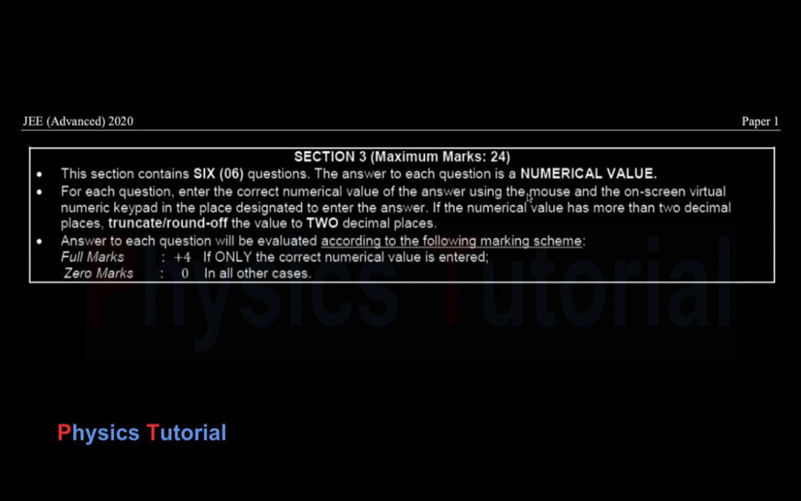This is JEE Advanced 2020 Paper 1, Section 3, and this section contains 6 questions. The answers to each question are numerical value type, and up to 2 decimal places you have to truncate or round off the figure and give the results.